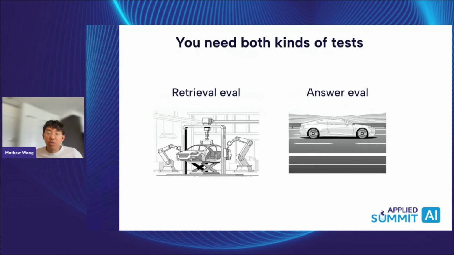And so ultimately you need both kinds of tests. So like I said, answer evaluation is like your end-to-end test. So if you were building a car, this would be like test driving it on the road. But then you also need more focused tests in isolation that is just testing if one component is working and improving that component, which would be in this case like retrieval eval, or when you're manufacturing the car, you have to test all the components.